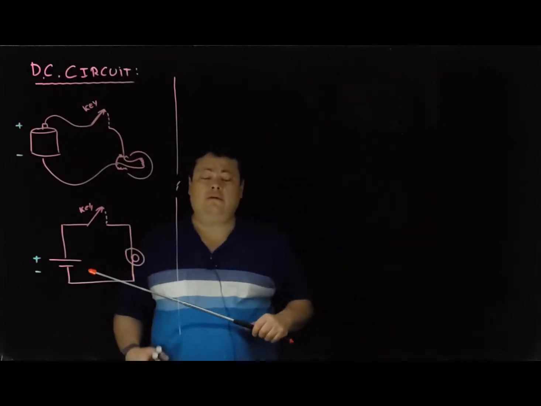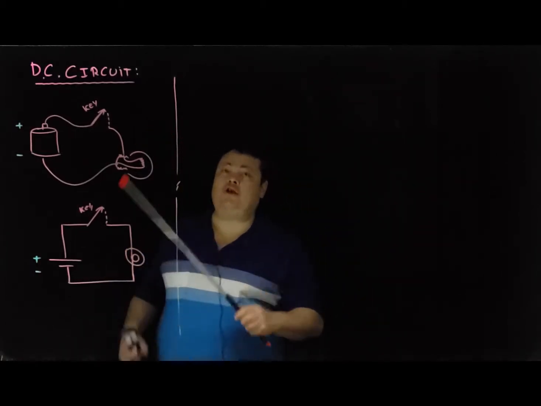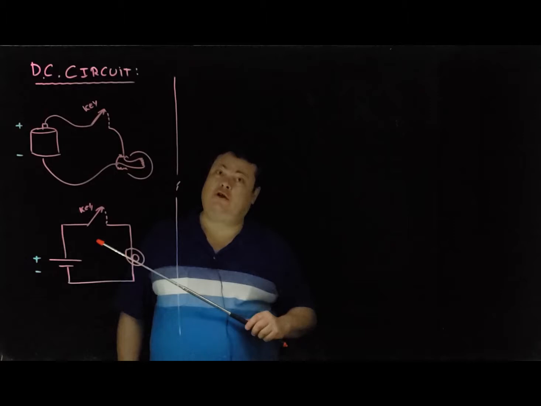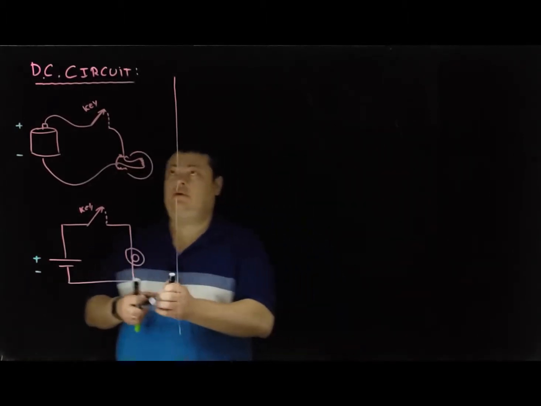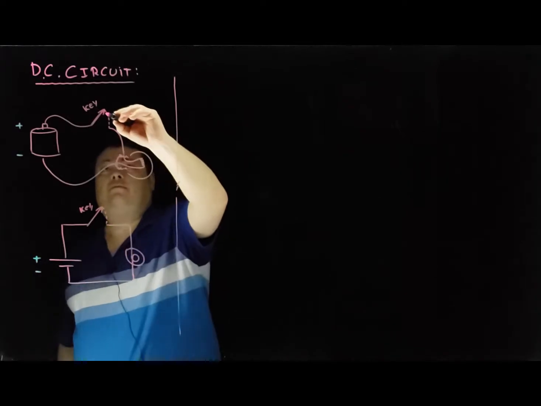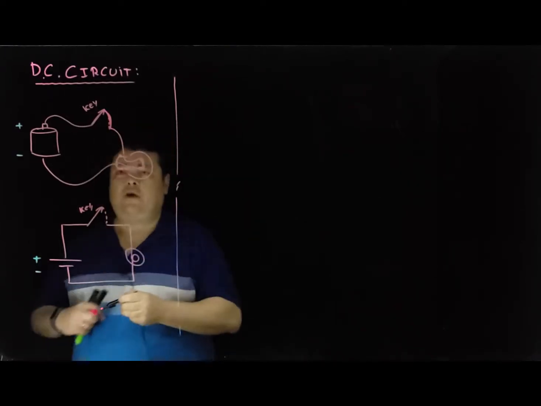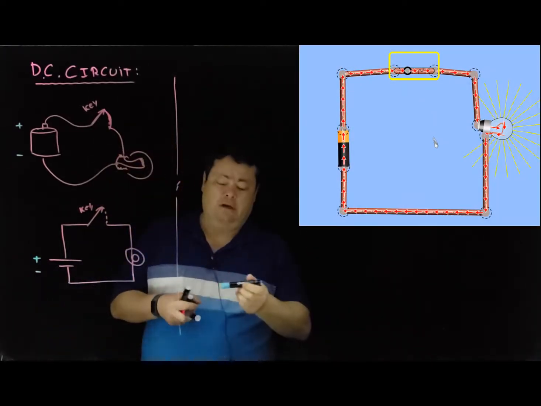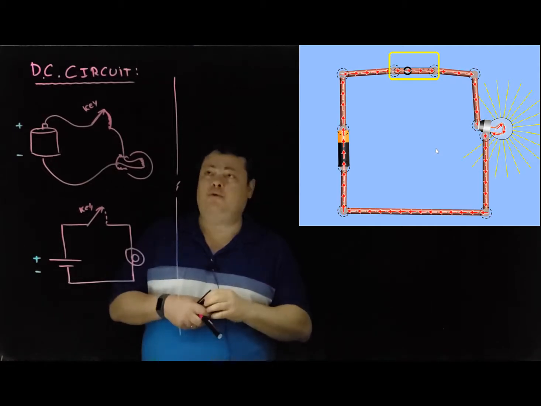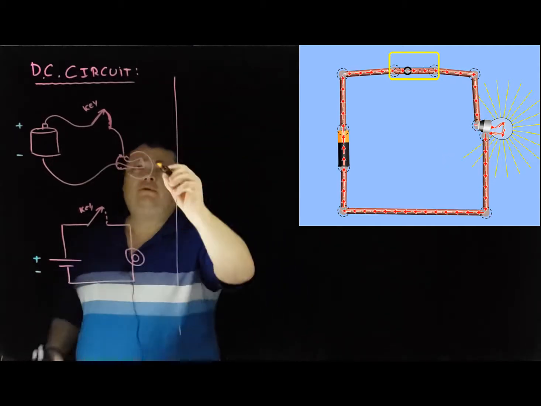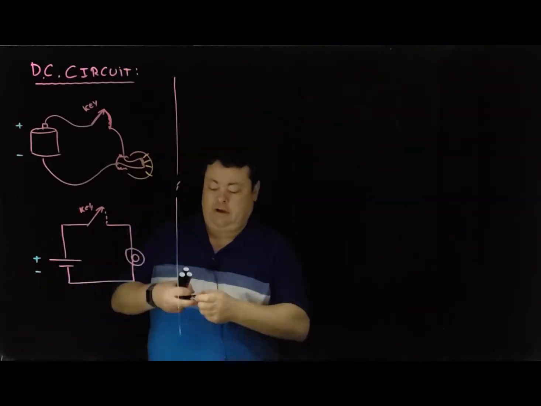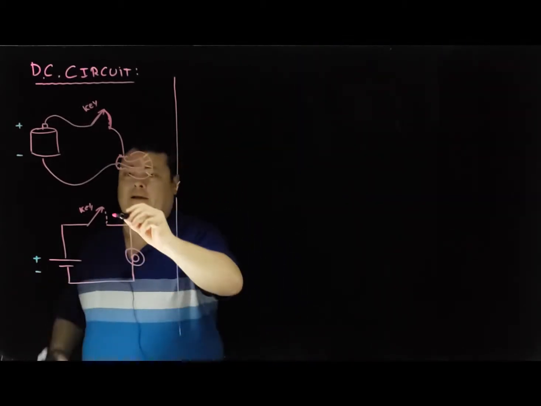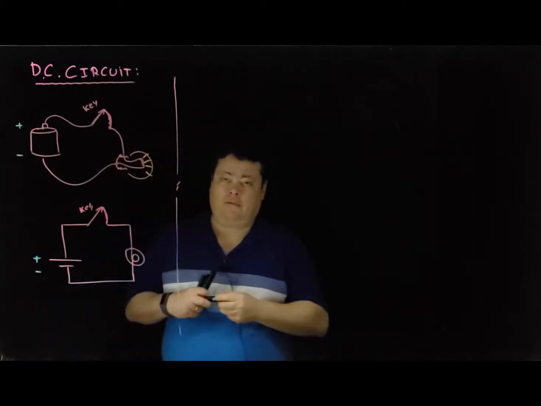Well, with the switch key open, the light bulb does not work. But once I close the switch key in here, we can see from the computer simulation that the light bulb would actually start shining. So it will start working. Okay, so closing the switch key will make my electric circuit work.